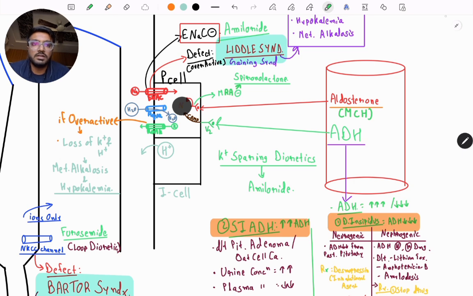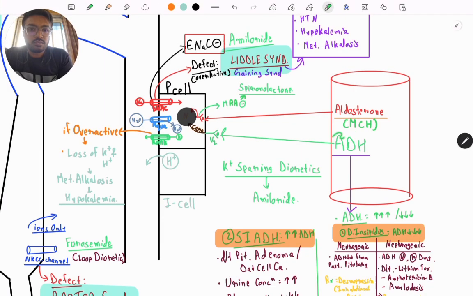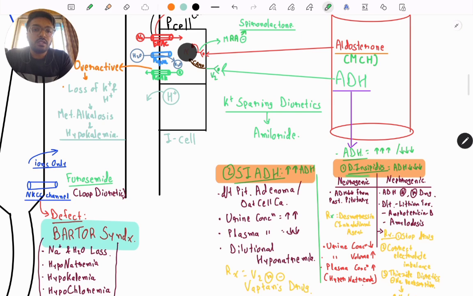Then we have problems with our hormones, starting with our antidiuretic hormone. We already studied it. The normal function of our antidiuretic hormone is inhibiting sodium and water loss. Now problems with our antidiuretic hormone can be that it is either too high or too low. For this, we have a condition called diabetes insipidus, which can also happen due to lithium toxicity, and we have SIADH, or syndrome of inappropriate antidiuretic hormone. In this, the antidiuretic hormone is secreted too much. Now this can be due to a condition called pituitary adenoma.